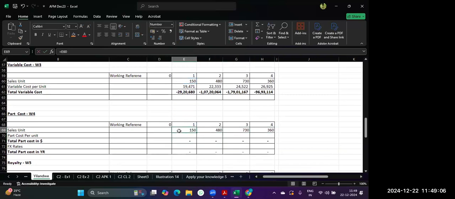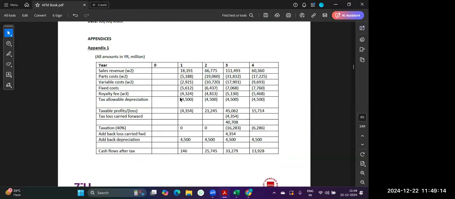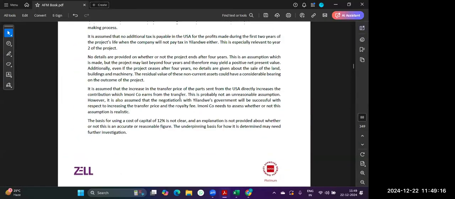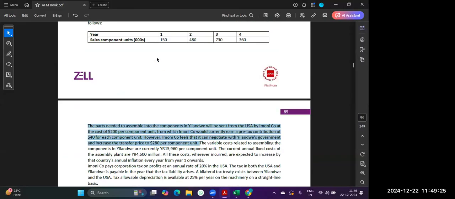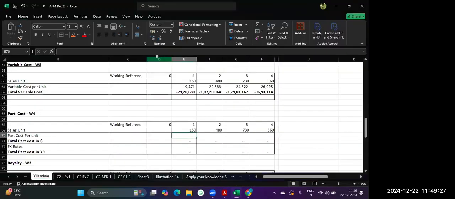Is there any inflation on the part cost? Actually, it has been mentioned that all these costs are inflated wherever incurred. So what percentage will we use? USA 3%. The first year it is 3%. All the years. Okay, it's flat.